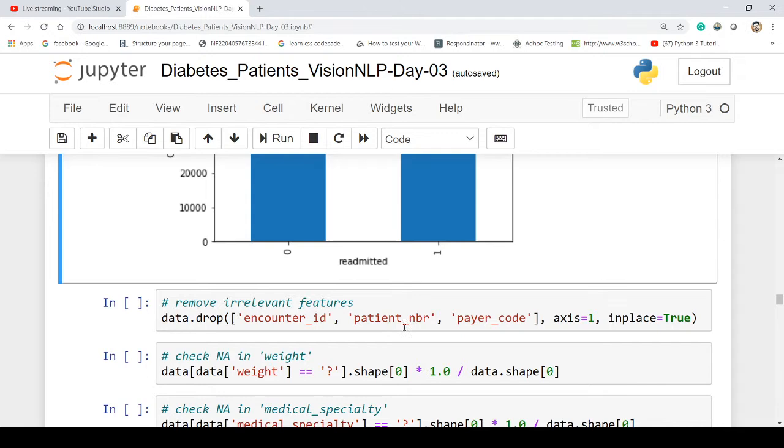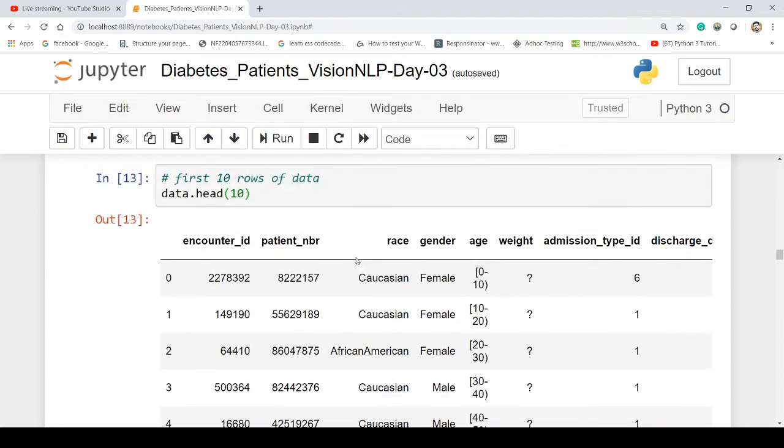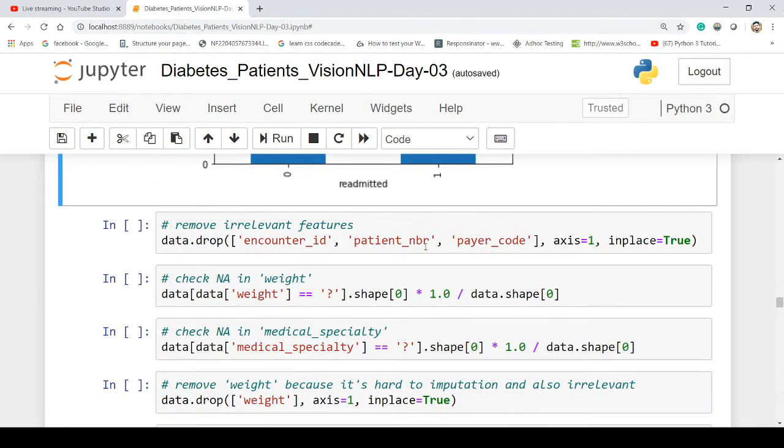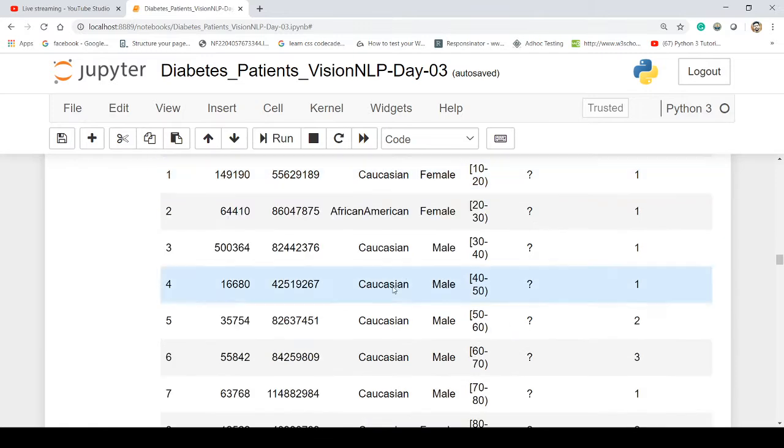Like the encounter ID, the patient NBR, pair code. So if you can see my data head, I have encounter ID and patient number, which don't make any sense in my dataset to build a model. So specifically what we can do is eliminate or remove these columns. That is why I'm dropping here encounter ID, patient NBR, and also pair code. So what is a pair code? We can see if you want. Pair code.